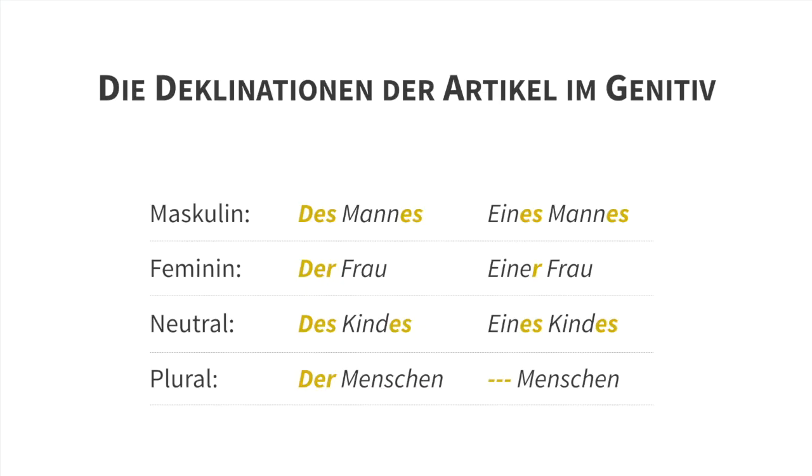Let's see the genitive articles together. The declination of the articles in genitive are, for the masculine, des Mannes, eines Mannes. For feminine, der Frau, einer Frau. For neutral, des Kindes, eines Kindes. For plural, der Menschen, and an indefinite article in plural doesn't exist in German. Good, so as we see, again, the masculine nouns and the neutral nouns are identical, as are the feminine nouns and the nouns in plural.